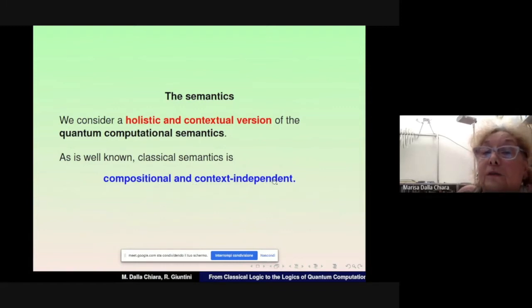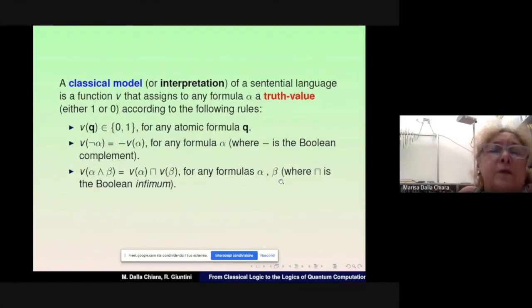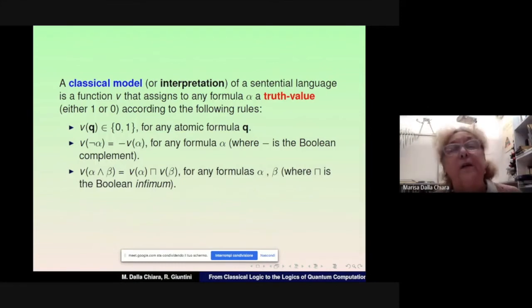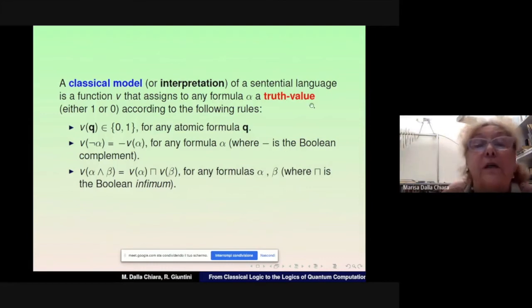compositional and context independent. Let me very briefly recall what happens in the case of classical semantics, where in the case of sentential classical logic, things are very, very simple. We'll see that the case of sentential quantum computational logics is a little bit more sophisticated. You know that in all logics, from the semantic point of view, the basic concept is the concept of model or interpretation of the language.